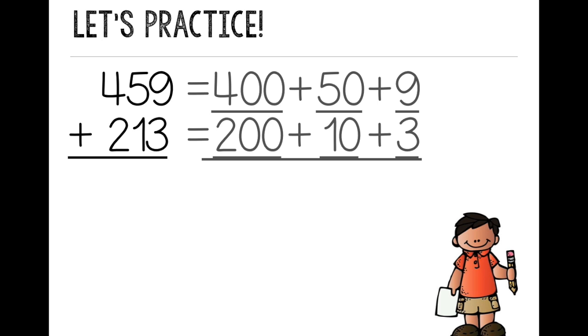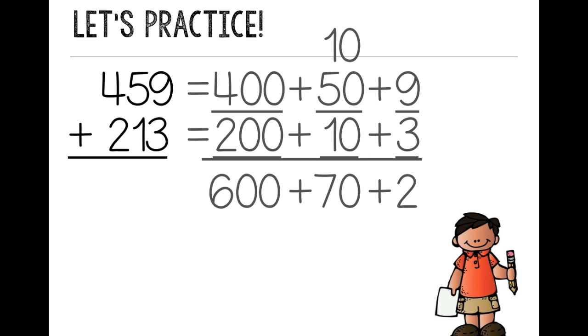My next step is to use this to add each place value. First, I start with my ones. 9 plus 3, and that equals 12. But I can't keep a two-digit number in the ones place. And I know that 12 is made of 10 and 2, so the 2 will stay in the ones place, and I'm going to move the 10 over to my tens place. And then I add 10 plus 50 plus 10, and I get 70. Then I go to my hundreds place. 400 plus 200 equals 600. So my answer is 600 plus 70 plus 2.